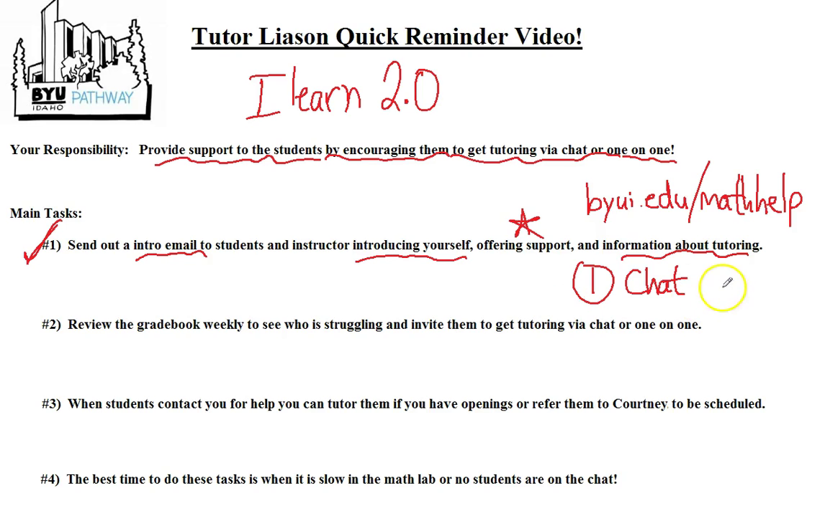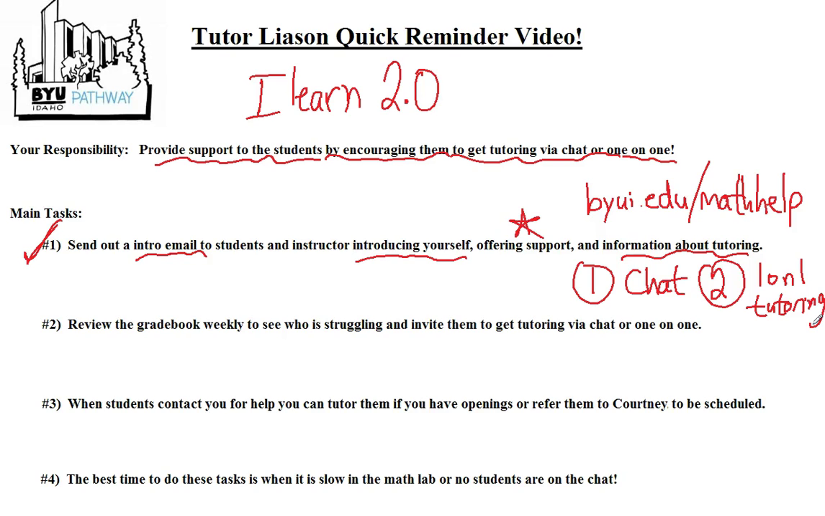The second thing that can happen is we offer pathway students one-on-one tutoring. Now, this one-on-one tutoring is a little different than what we normally do because pathway students don't have access to iPlan. And because they don't have access to iPlan, one-on-one tutoring has to be set up through Courtney, our tutor liaison, or through you yourself.